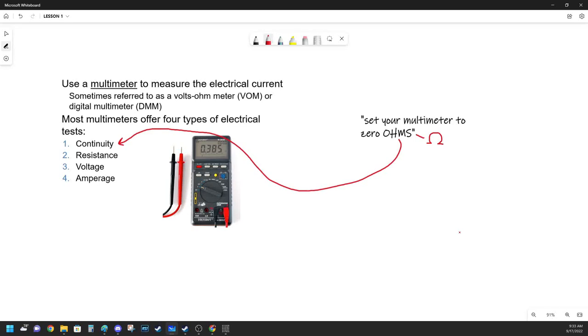Now, setting your multimeter to 0 ohms. If you set it to 0 ohms, which means zero resistance, that would mean that the line is actually connected. If you hooked your multimeter up to a circuit that had a broken line, well, air is a huge resistor. So you would have more than 0 ohms, which would tell you that the line is broken. Not that I'm giving you direct test questions or anything, but this is how you check for continuity by CompTIA standard.